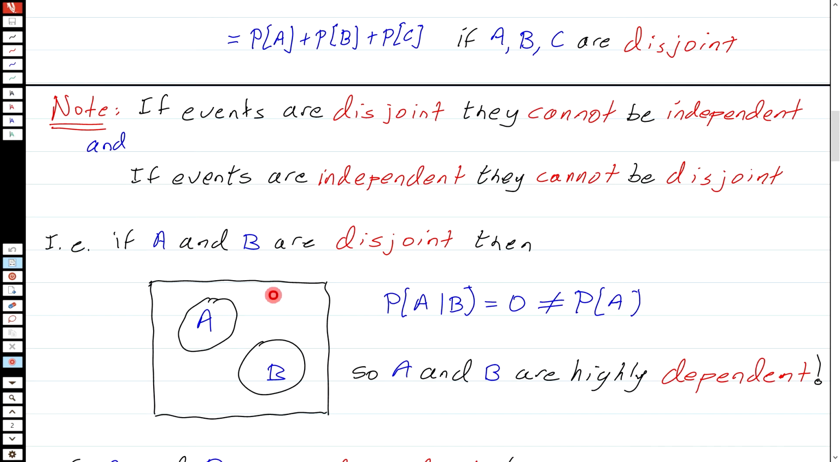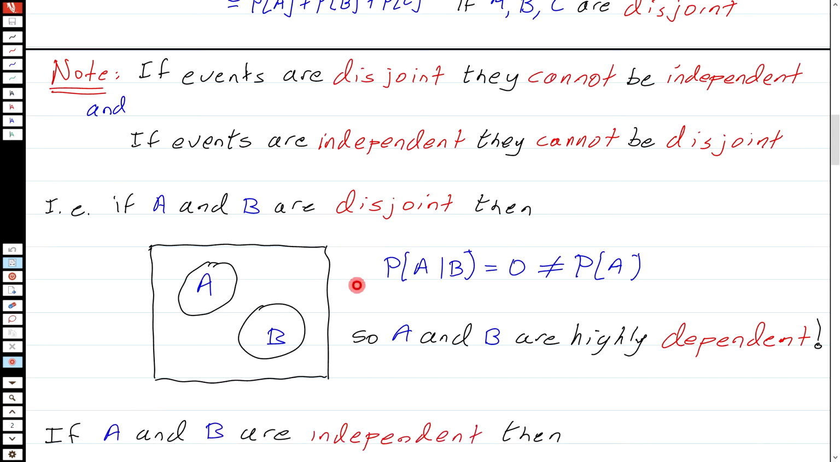So we can see this. If A and B are disjoint, then their Venn diagram looks like this. There's no overlap. If A occurs, B cannot occur. If we know that B has occurred, then the probability of A drops to 0, and this is not equal to the original probability of A. So if they're disjoint, they are highly dependent. The occurrence of B makes a big difference to the probability of A occurring.